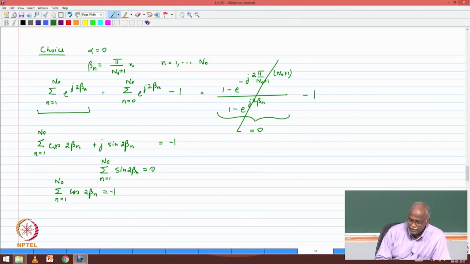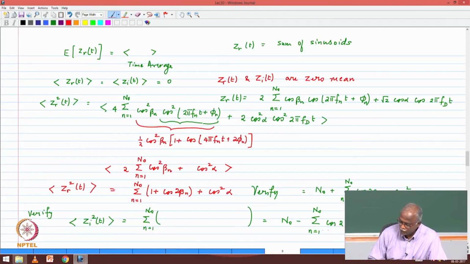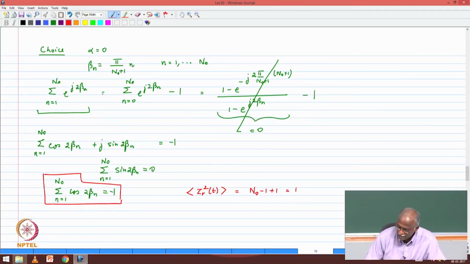Okay? But this is the result that we are interested in, because this shows up in the expressions that we have derived earlier. So, this cosine 2 beta n is present in those two terms. Basically what this says is that mod ZR squared of t, if I choose my alpha and betas in the following fashion, can be shown to be n naught, and mod Zi squared of t will be equal to n naught plus 1.